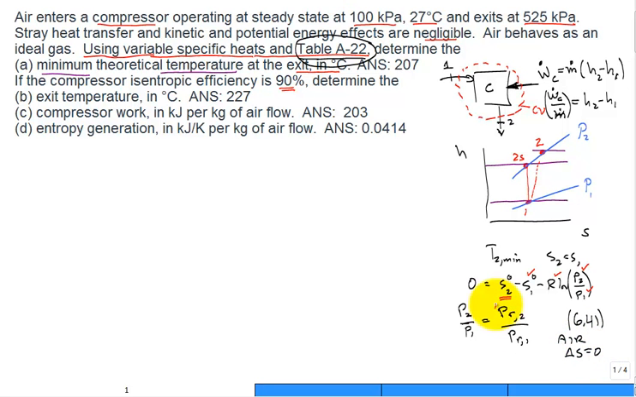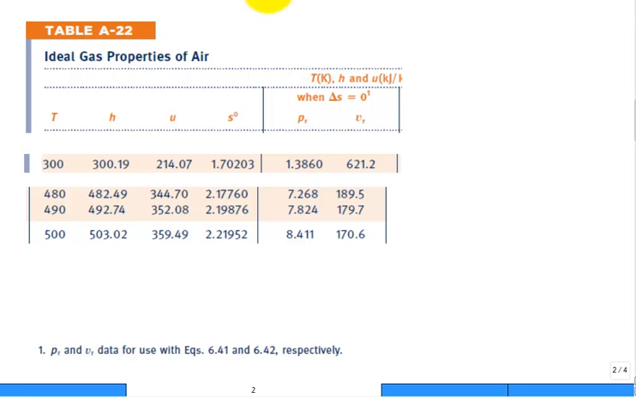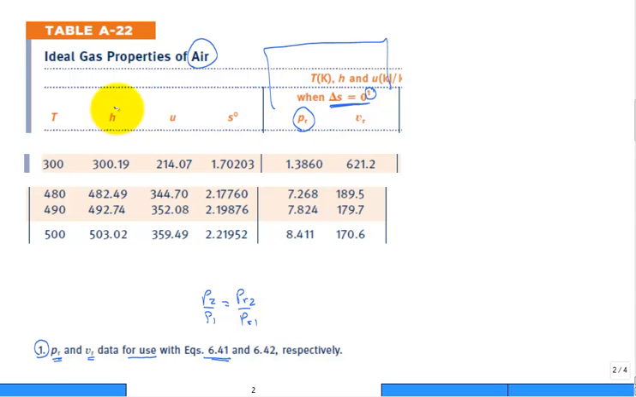So let's jump to table A22. And so here we're talking about this information in these last two columns. It's again for air only, and delta S equal to 0. In this footnote 1 right here, they're saying, okay, P sub r and v sub r data used in equation 6.41, the one I just showed, which was P2 over P1 is equal to Pr2 divided by Pr1. And these P sub r's are just like the h and the u and the s naughts. They're only a function of temperature.